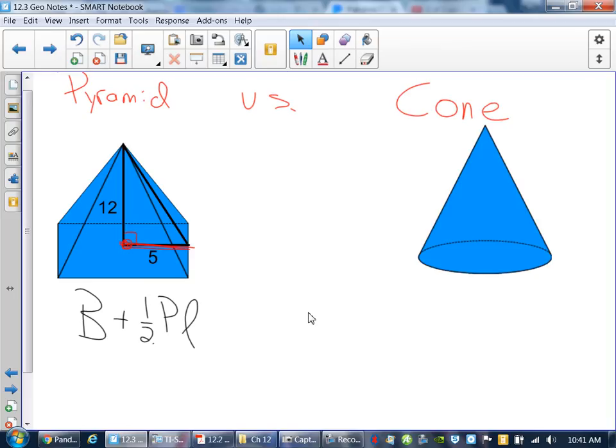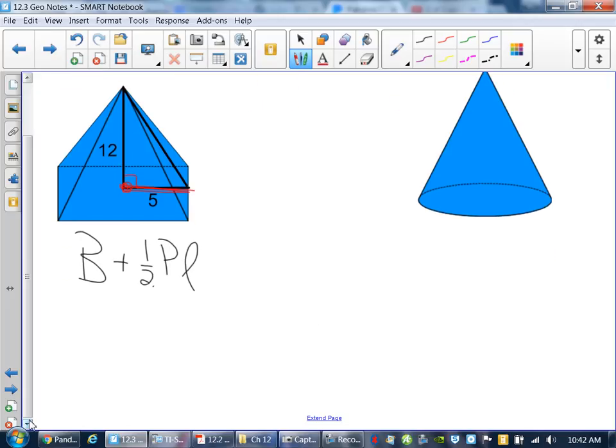what's the base of a cone? It's a circle. So when I do this, the base of every cone is always a circle. Well, what's the area of every circle? Pi r squared. So big B for a cone will always be pi r squared.